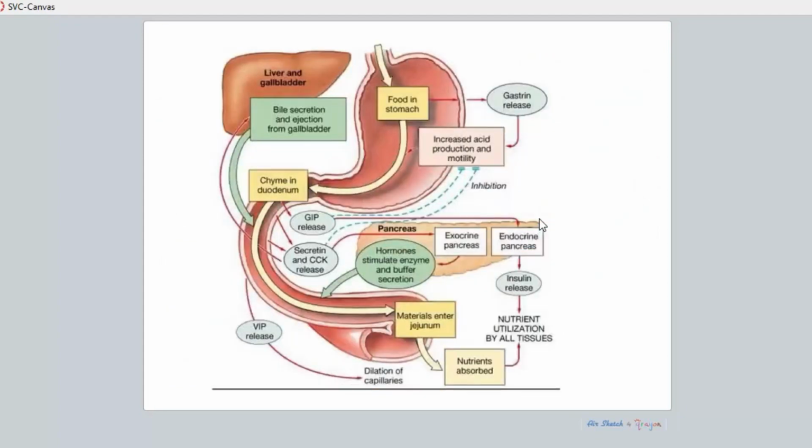This is another diagram showing this. Food in the stomach comes down. Now we have chyme in the duodenum, which causes the release of secretin and CCK, which act on the pancreas, causing it to release digestive enzymes into the small intestine. CCK also comes back and causes the gallbladder to contract, which causes bile to go into the small intestine.